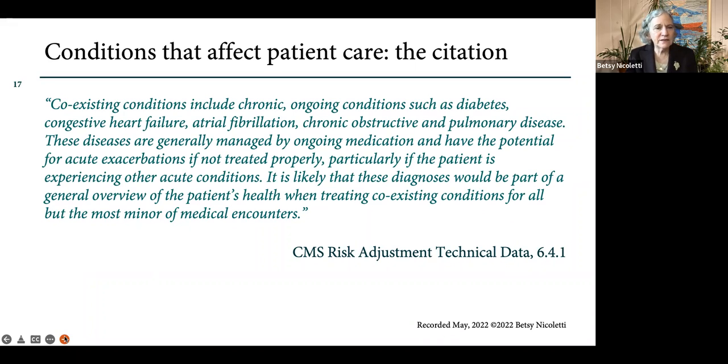From the 2008 CMS guideline document: coexisting conditions, including chronic ongoing conditions such as diabetes, congestive heart failure, AFib, COPD. So they just describe some coexisting chronic conditions. These conditions are generally managed by ongoing medication and have the potential for acute exacerbations if not treated properly, particularly if the patient is experiencing other acute conditions. It's likely that these conditions would be part of a general overview of the patient's encounter when treating coexisting conditions for all but the most minor of medical encounters.